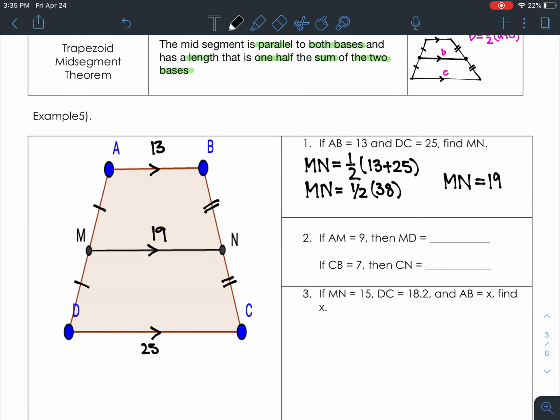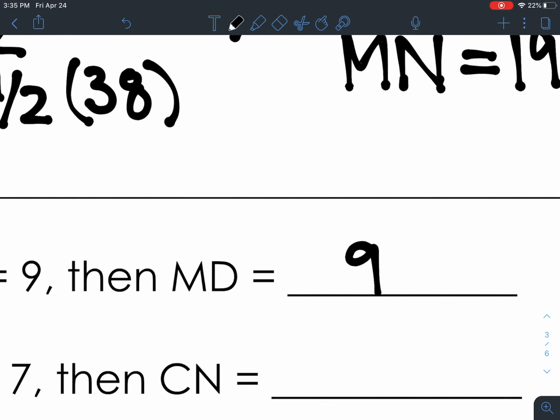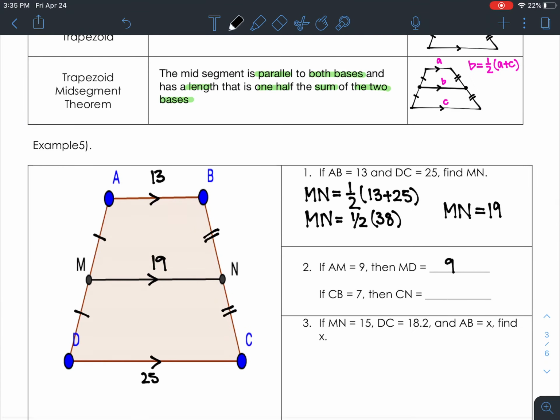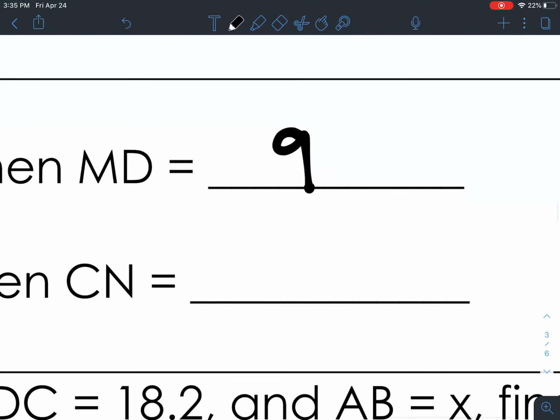All right, let's quickly do this next one. If you look at number 2, it says if AM is equal to 9, then what's the length of MD? Well, we know that has to be 9, because it's a midpoint. Same idea: if the full length of CB is 7, then what's the length of CN? Well, that's going to be 3.5.